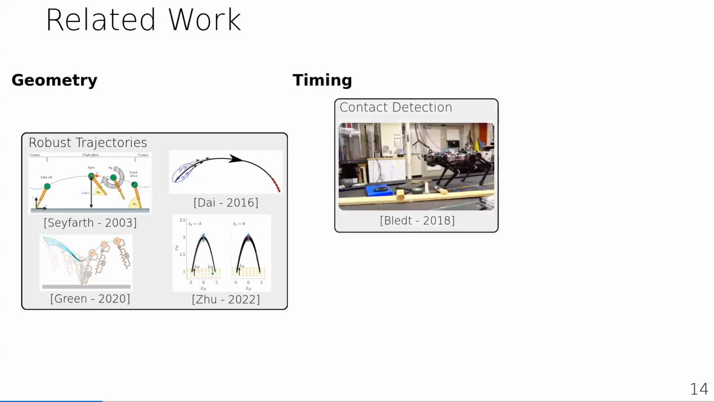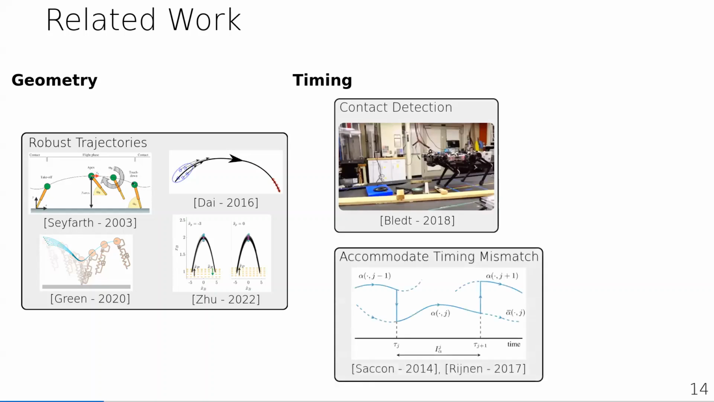On the timing side, because we want to track these discontinuous trajectories, detecting which contact mode we are in is really important, and there are methods emphasizing both speed and accuracy. Along the same topic, even if we were to detect that contact was made earlier than expected, you still have to make sure that the control is well defined in that situation, which is this idea of reference spreading control proposed by Saccone and continued in follow-up works.